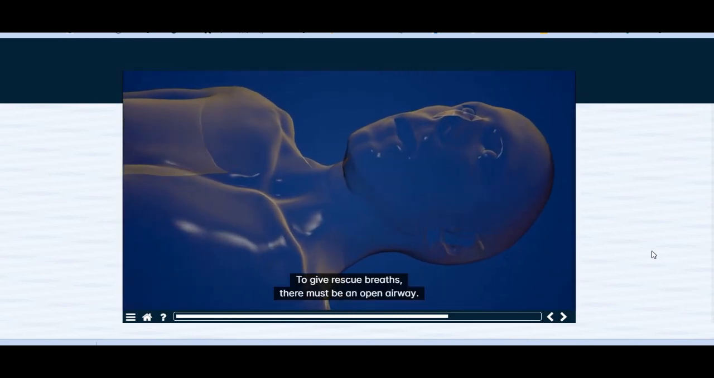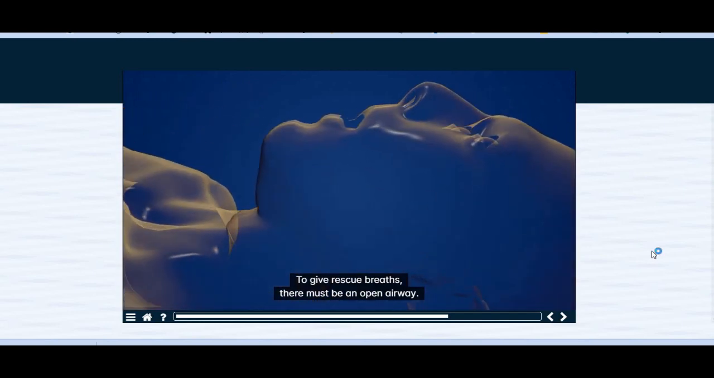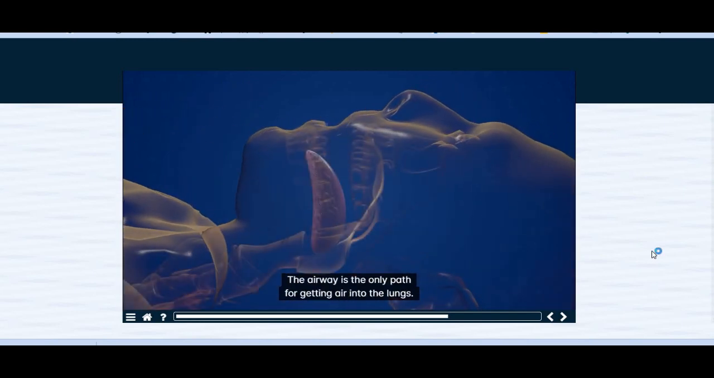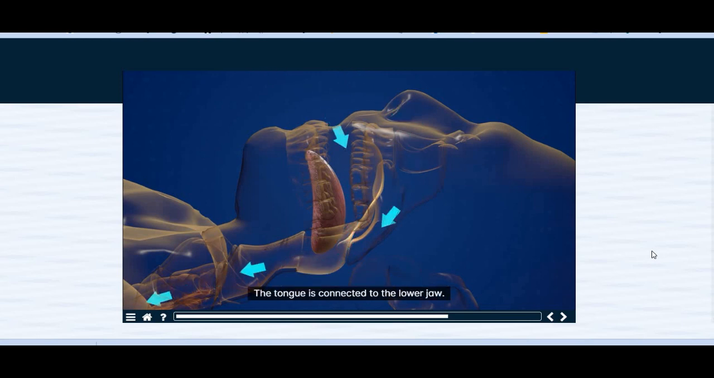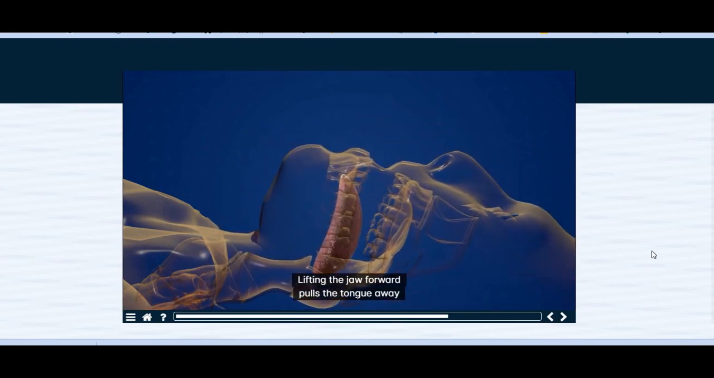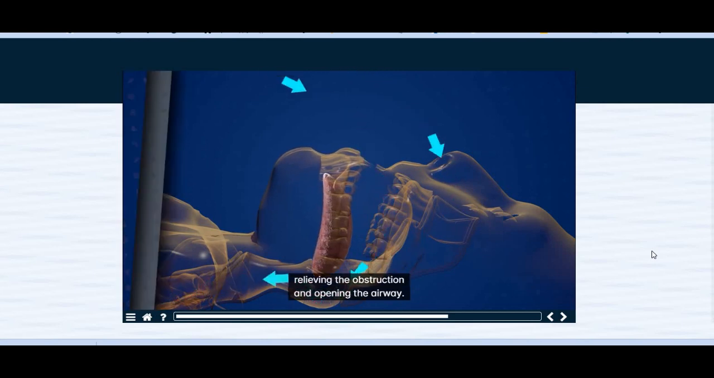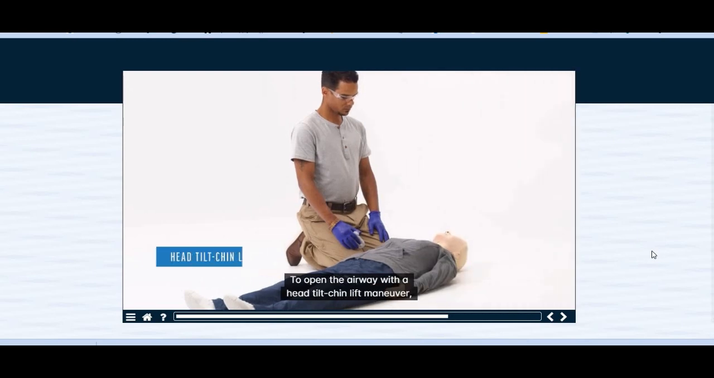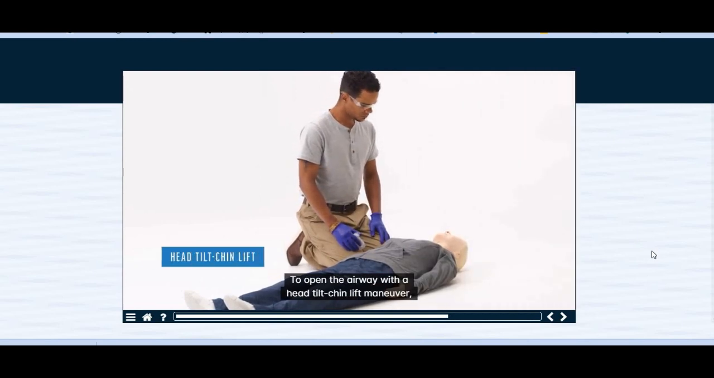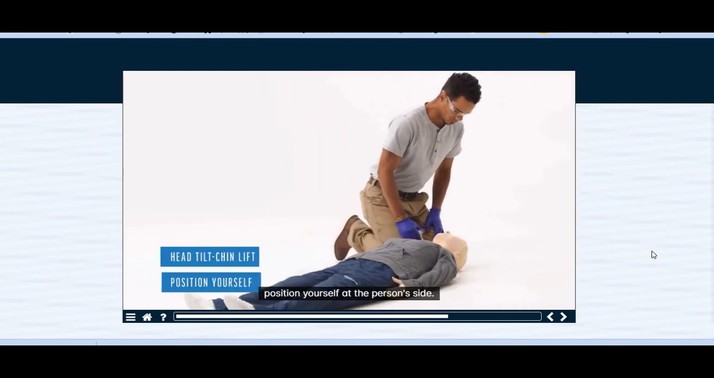To give rescue breaths, there must be an open airway. The airway is the only path for getting air into the lungs. The tongue is connected to the lower jaw. Lifting the jaw forward pulls the tongue away from the back of the throat, relieving the obstruction and opening the airway.